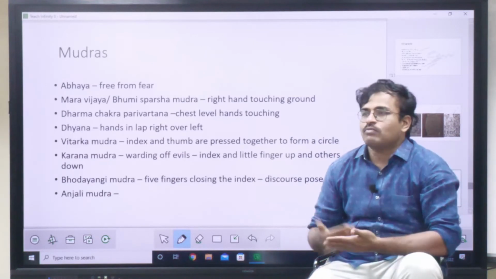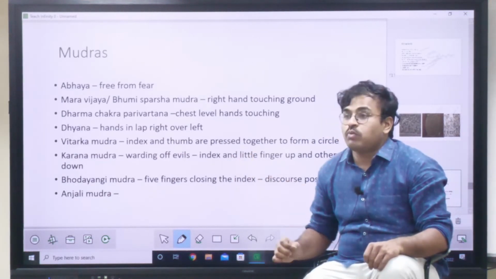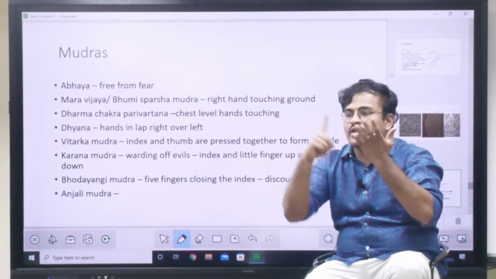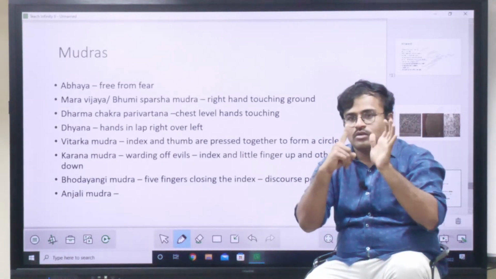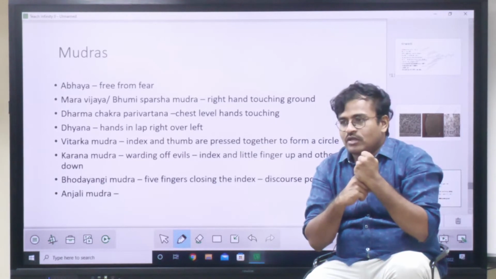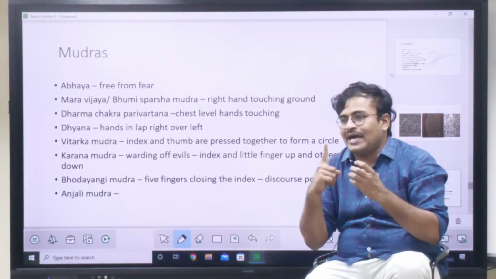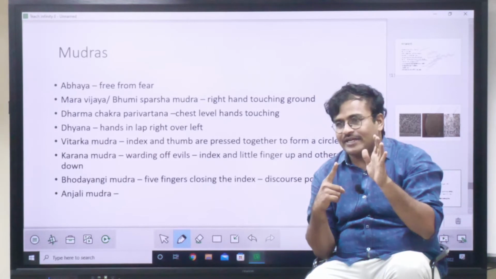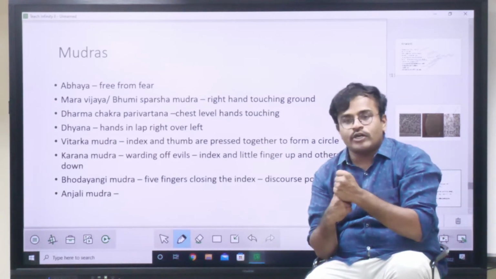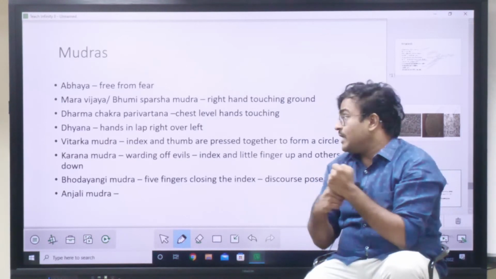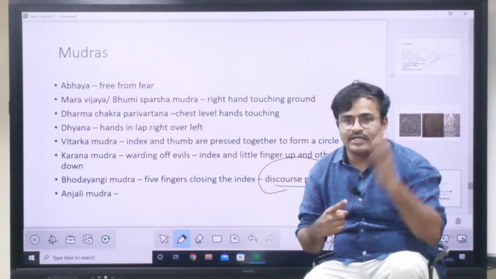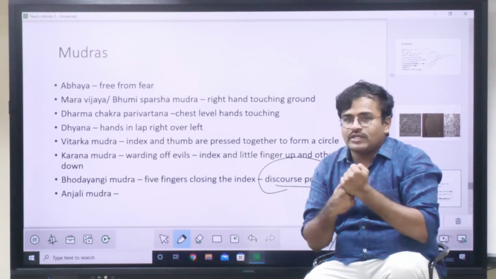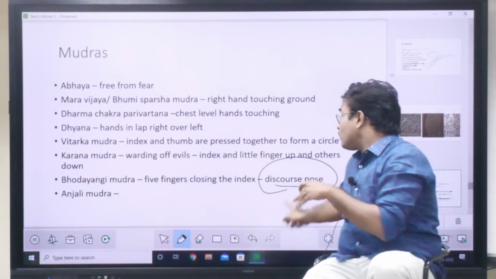Then the fourth mudra is known as Bodhayengi Mudra. This is very important. Bodhayengi Mudra shows Buddha closing the five fingers of the left hand on the index finger of the right hand. It means that Buddha has command over all the five sacred texts of ancient times. All the five kinds of intelligence are integrated into Buddha. This image typically depicts a discourse pose. It means he is integrating all the world's knowledge and he is preaching. Are you getting this? Five fingers enclosing the index finger of the right hand is called Bodhayengi Mudra.